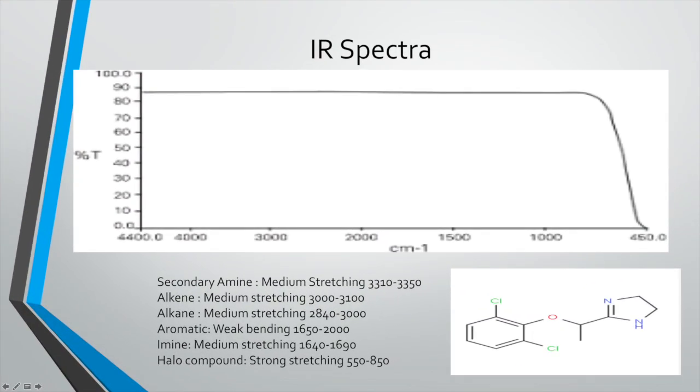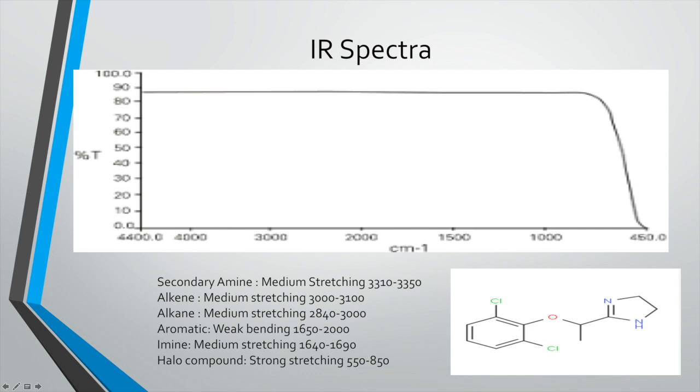And for the IR spectrum, you would expect to see a medium stretch between 3350 and 3310 from the secondary amine. You would see medium stretching between 3100 and 3000 from the alkene. You would see medium stretching from 3000 to 2840 for the alkane. For the aromatic ring, you would see a weak bending between 2000 and 1650.